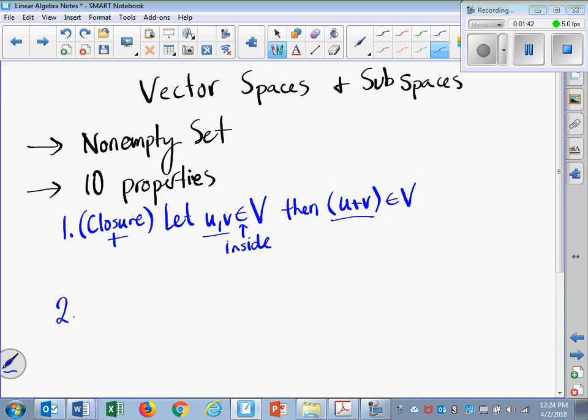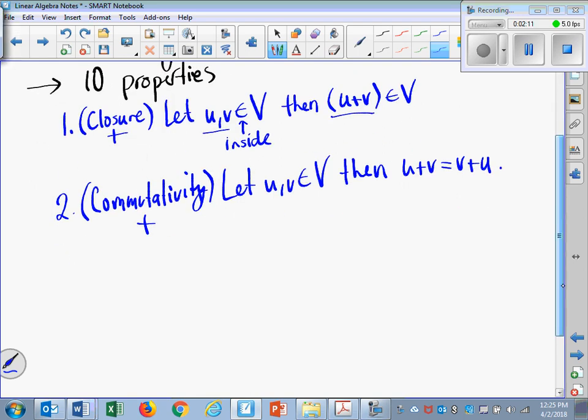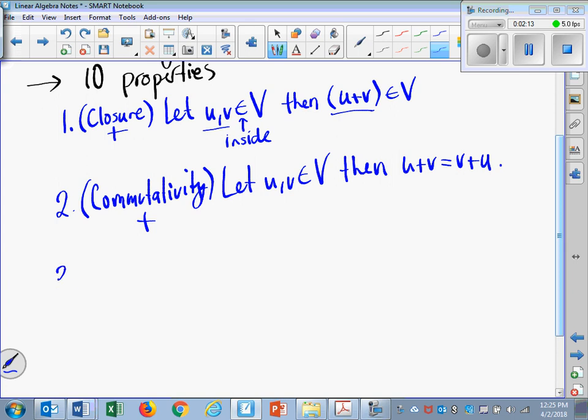The second property is called commutativity. And what does it say? It says if we take two things from the vector space, let u and v be inside V, then it's the case that u plus v is equal to v plus u. So that's called commutativity of addition. Okay, well, what about the third property?